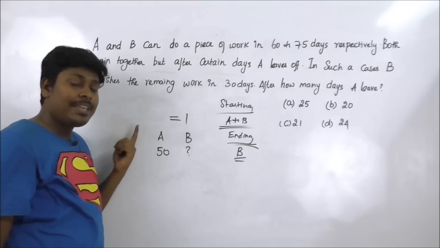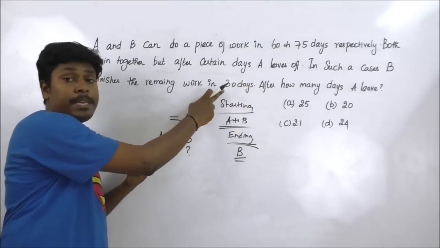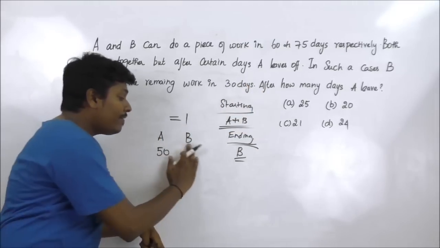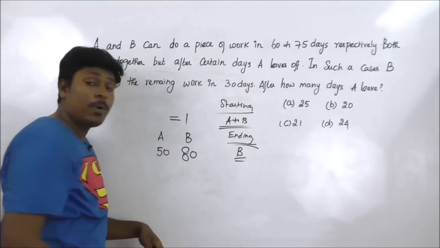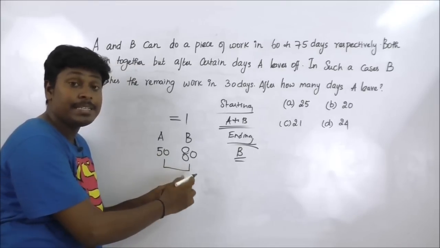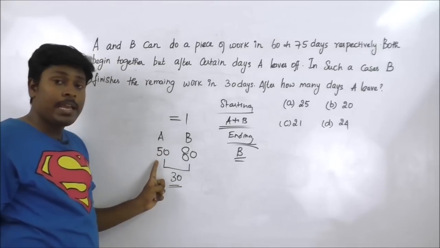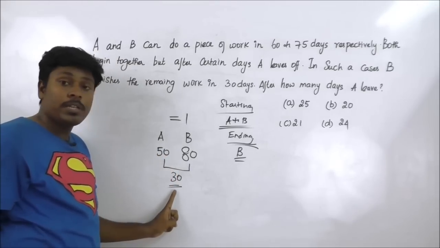But after A leaves off, the remaining work is completed by B in 30 days excess. So we can say that 80 days is the work done by B. Just compare the difference. A is 50 days, B is 80 days. The difference is 30. When compared to A, B worked 30 days more than that of A.